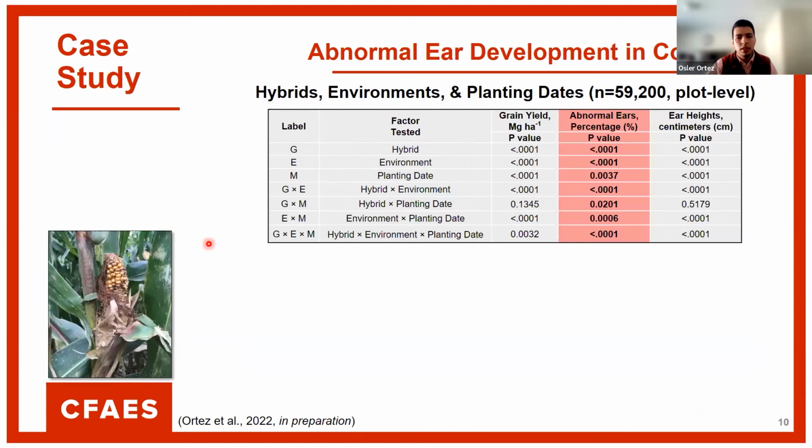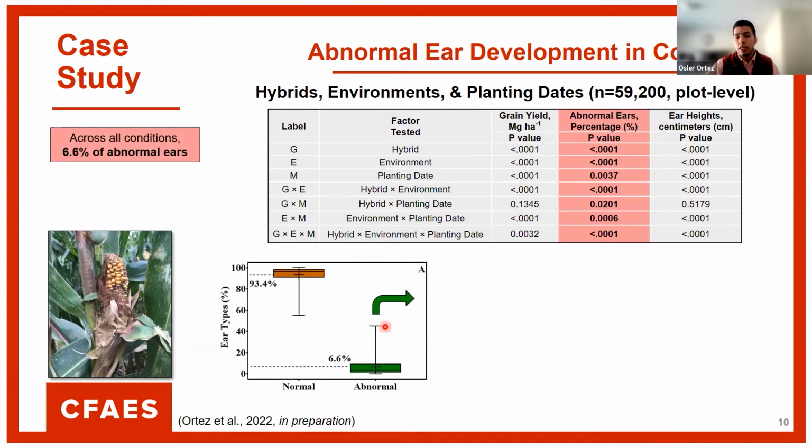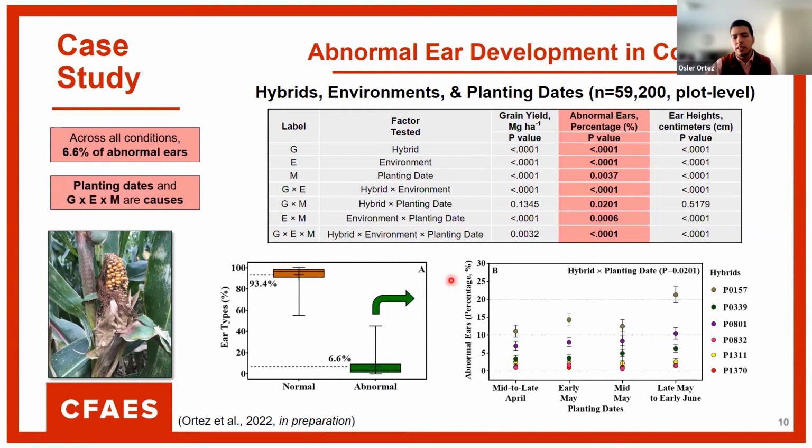In our next study, we looked at still hybrids, environment, and planting dates, but now we were looking at the plot level. For this study, we had about 60,000 plants that were individually assessed. We were looking at grain yield, abnormal ears percentage, and also ear placement. Some of the main takeaways from this work is that about 7% of ears were abnormal on this project. And also we were able to document that planting dates had an influence in the issues that we were seeing happening. On the x-axis, we have the planting dates that range from mid to late April, and extended all the way to late May or early June in some cases when the conditions were too wet for planting.